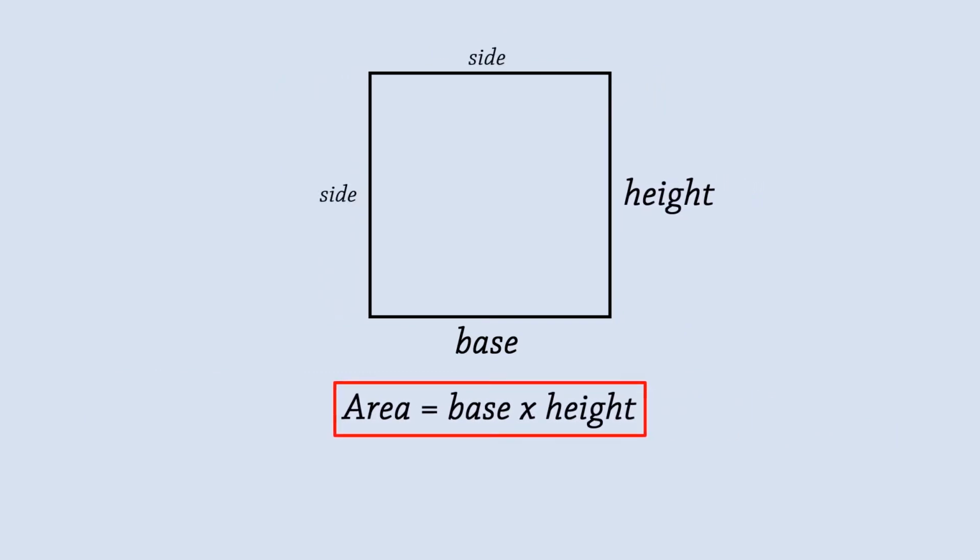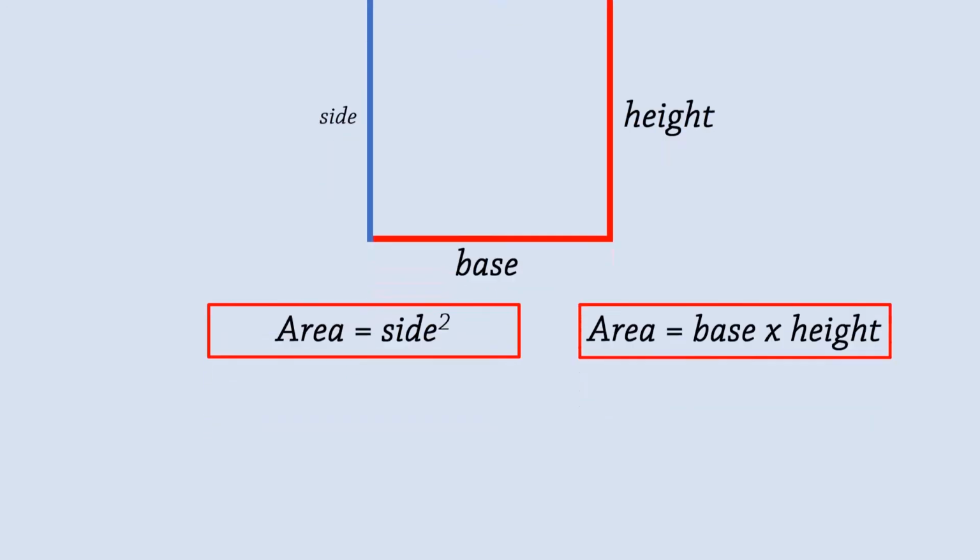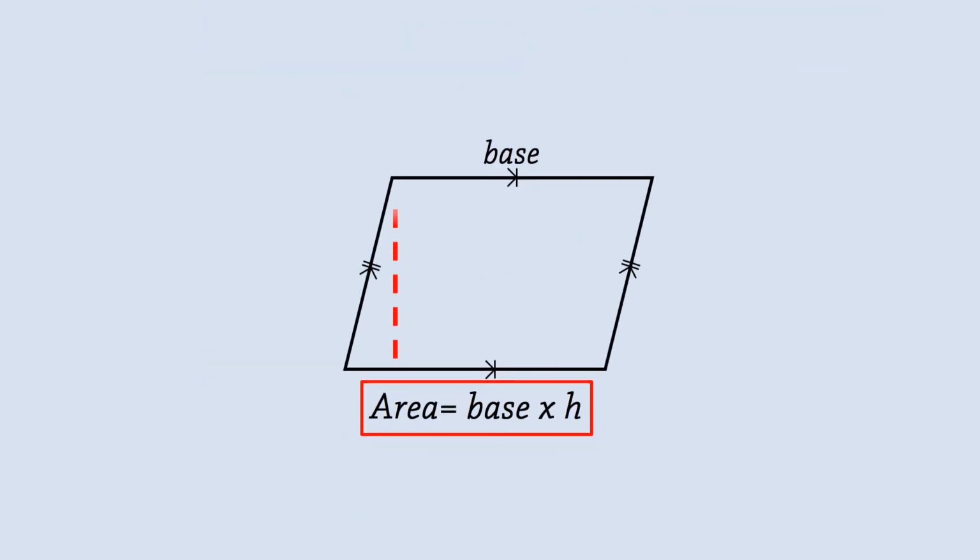For a square, all sides are equal, so the base and the height are both the same. The formula for the area of the square is commonly written as side square. For the parallelogram, we'll do the same thing of multiplying the base with the height. In this case, the height is the shortest distance between the two parallel lines.